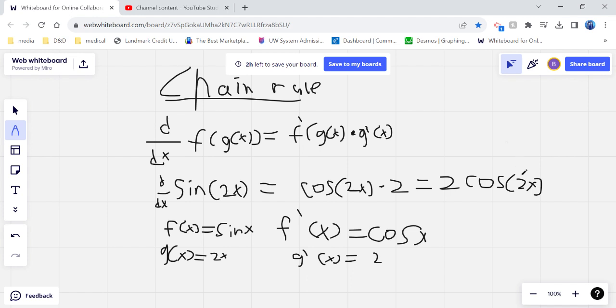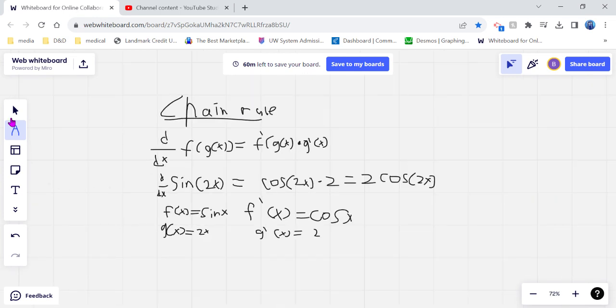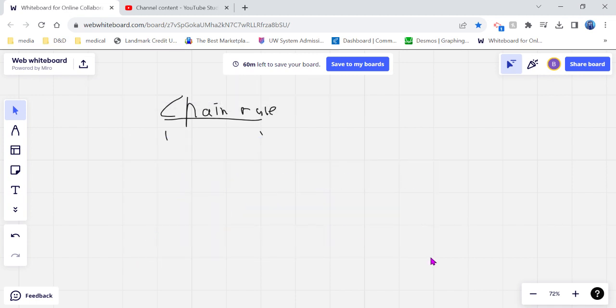And a little quick shortcut when you have the inner function as just a linear function like that: it'll always be the derivative of the outer function with the inner function left intact times that coefficient. It's just that coefficient, and it's that quick. Here, let's do one more example, just with very common chain rule.